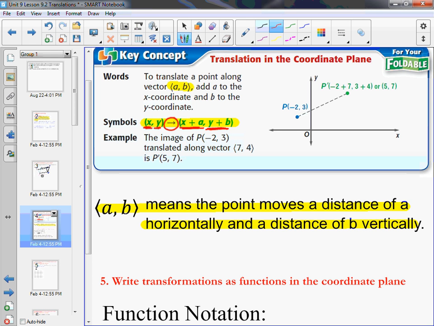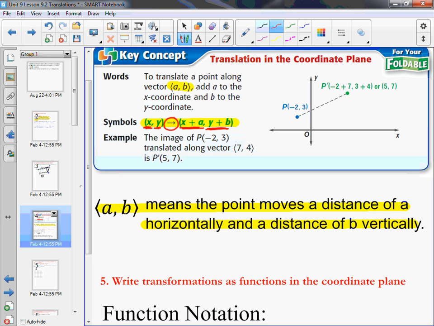Now, if A is negative, then the point moves to the left. If A is positive, the point moves to the right. If B is negative, the point moves down. If B is positive, the point moves up.